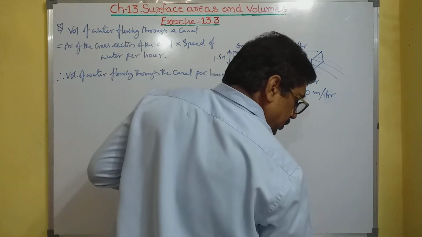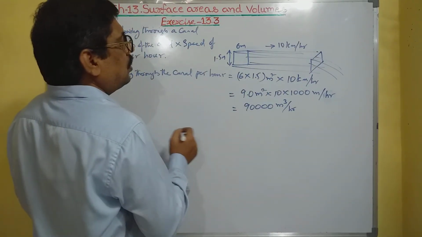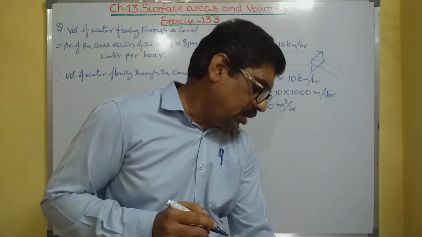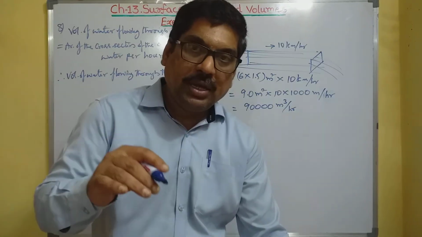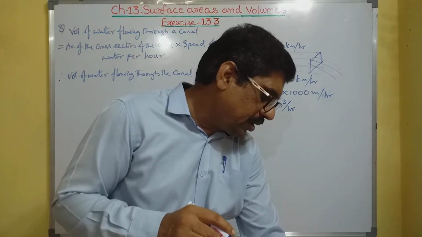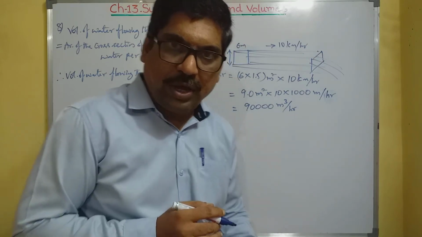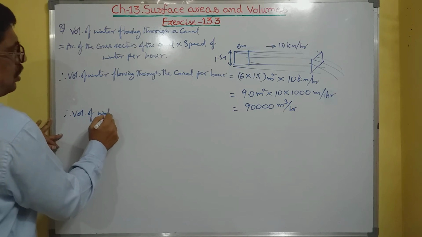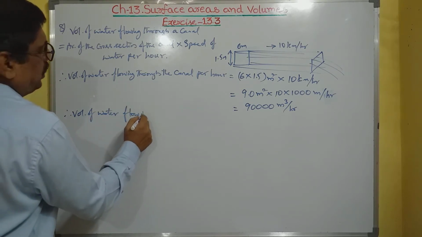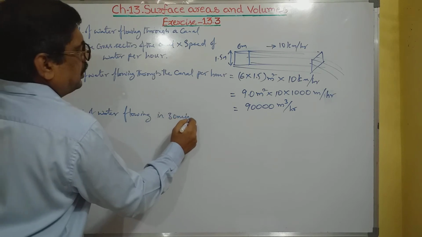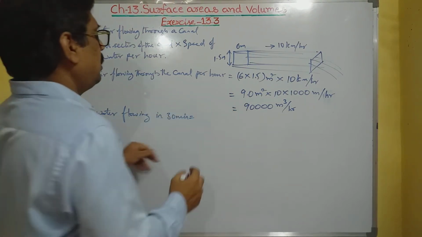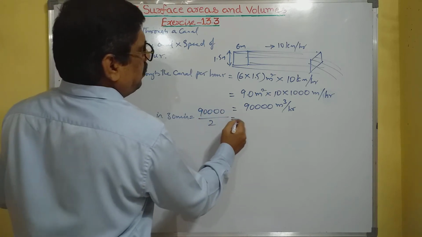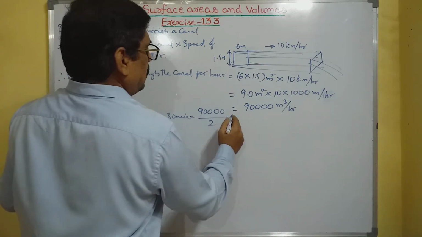Now look at this. But he asked us to find the area of the field if it is irrigated for 30 minutes. The water is flowing only for 30 minutes. Therefore, volume of water flowing in 30 minutes is equal to, actually it is per hour. If we want to find it for 30 minutes, that is half an hour, we need to divide by 2.